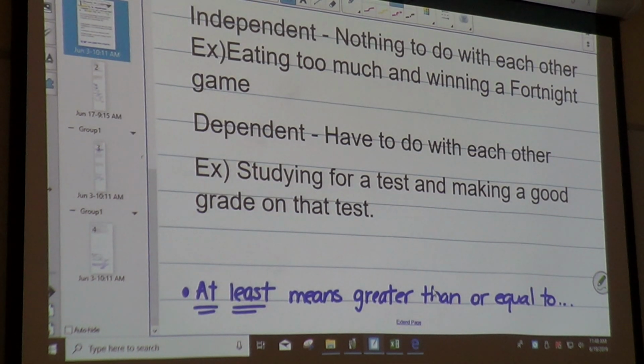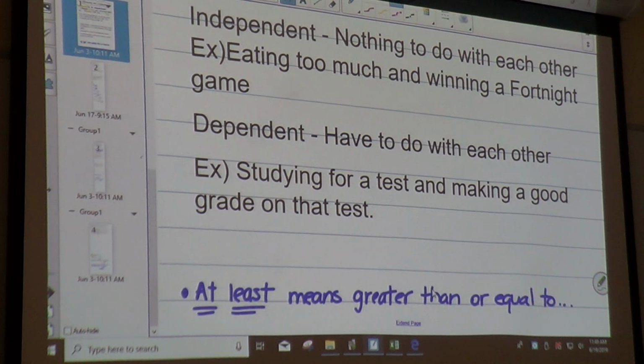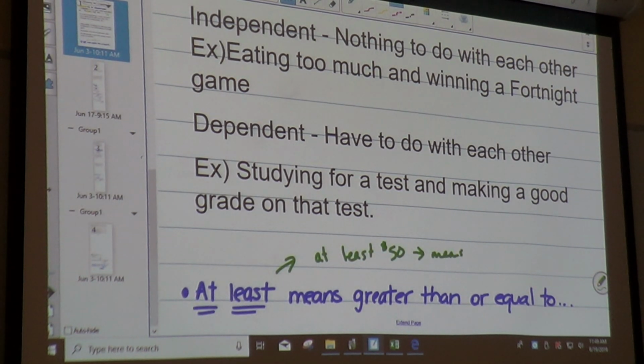And we've talked about this before, but I put it out there again. If you have at least $5 in your pocket, that means you have $5 or more. At least means you have that amount or more. So at least means greater than or equal to that amount or more. So if I say at least $50, that means $50 or more in your pocket.